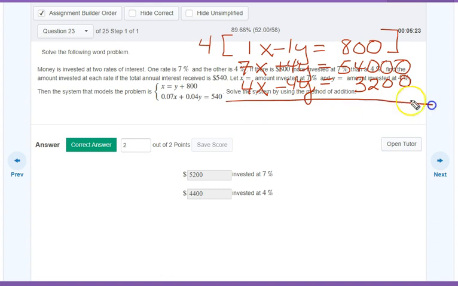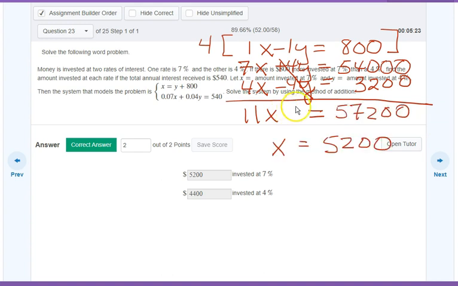Now I can use that technique. These will cancel out. This will become an 11x. And now I have to add these up, which I'll do. So we get this. Divide both sides by 11, and we get x is 5,200. And if you subtract 800 from this, you get the 4% is this. So it works out really nicely.